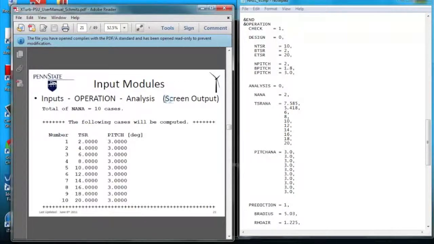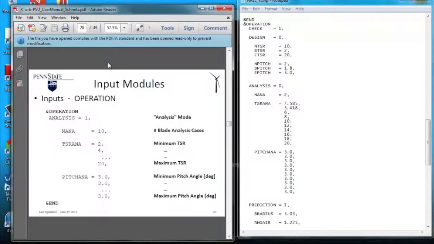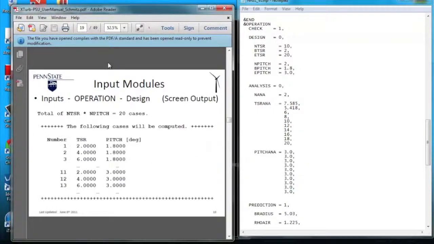And if you do that in the screen.out again, you get now 10 cases, and each case has a number, and it tells you exactly the specifications for the pairs of tip speed ratio and blade pitch angle. Last mode is the prediction mode. I talked about the hierarchy of design versus analysis versus prediction. So the only way to make prediction mode work is you have to set it equal to 1, but not only that, you have to set the other two, analysis equal to 0 and design equal to 0.